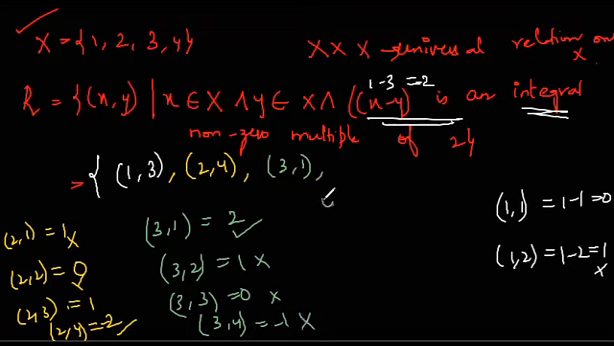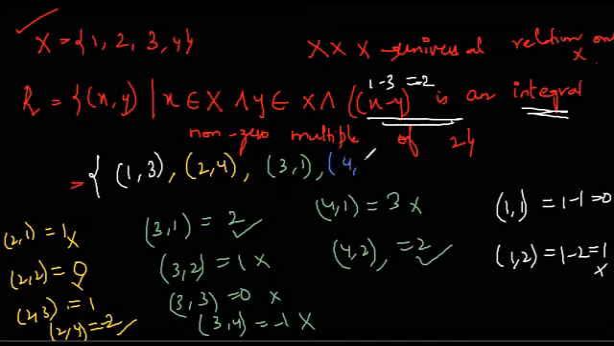Next, consider 4 comma 1. 4 minus 1 will give us 3, not a multiple of 2. 4 comma 2 will give us 2. It is a multiple of 2, so let's mention 4 comma 2. Okay, so this is a concept known as universal relation on X, and this is an example of creating a relation.